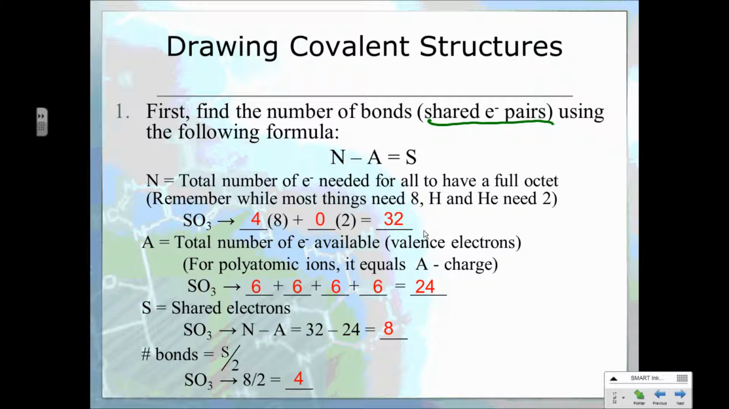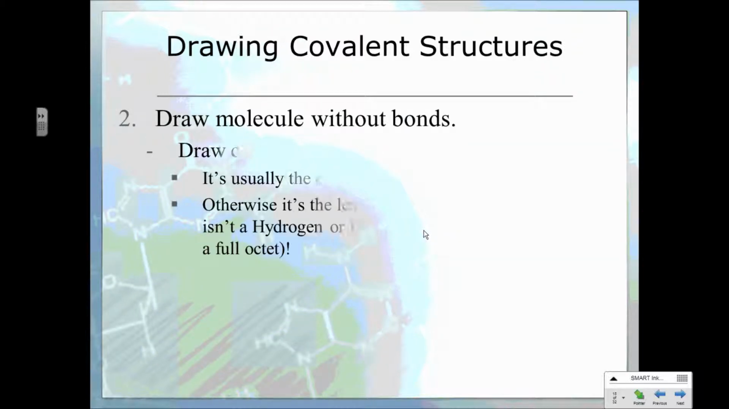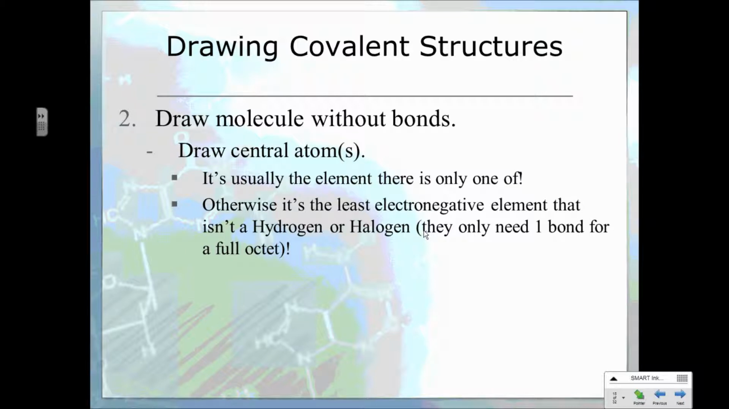So in this particular method, the very first thing we're going to do is determine how many bonds we've got, which is really powerful for making drawing a lot easier, especially when we have double and triple bonds. Next thing we're going to do is draw our molecule without bonds. Now, first we're going to draw the central atom.